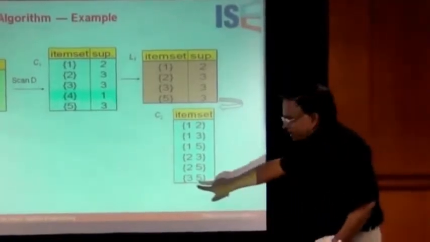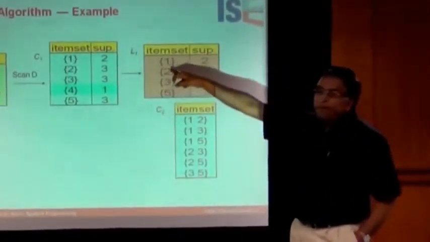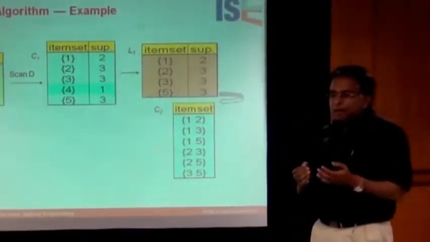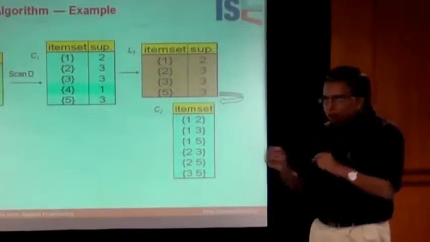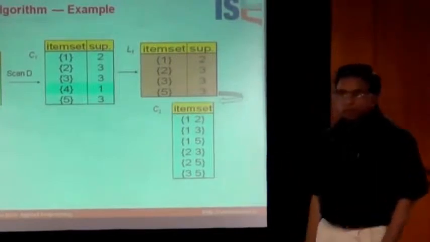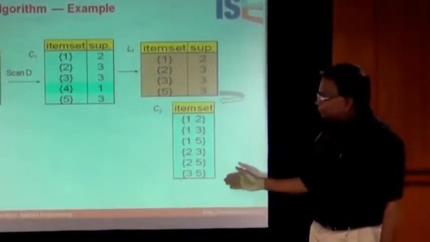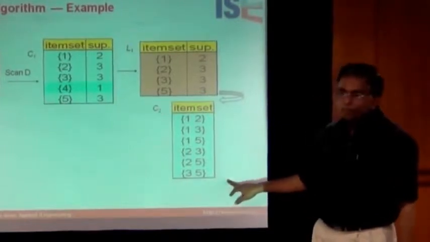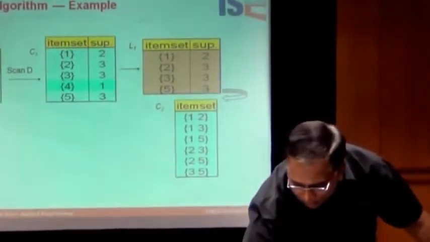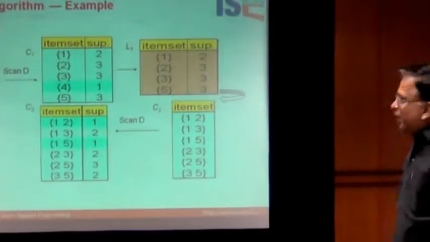If you had 4, 5 here, then each element of that, 4 and 5, must have been part of L1. Since that's not the case, it is a straightforward combinatorial thing that you do from this to this. You just combine every element with every other element. That is C2.